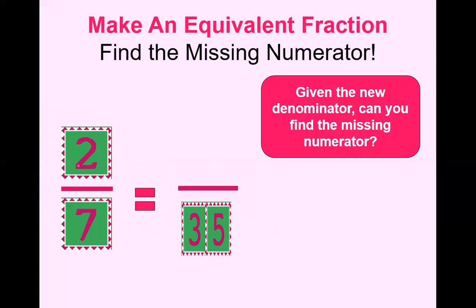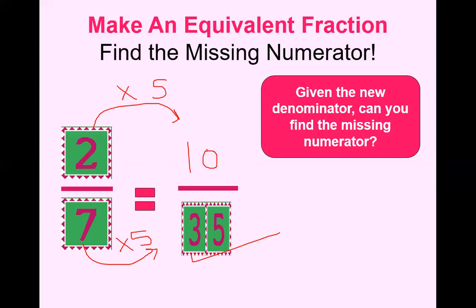Now here we have a number 35. So how will you make it 35? By just multiplying only, because from smaller to bigger you have to multiply. So we have to multiply by 5, because 7 5s are 35. In the same way we have to multiply with the same number, that is 5. So 5 2s are 10. This will give you an equivalent fraction, 10 by 35.